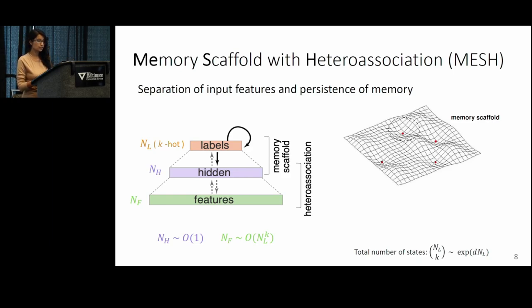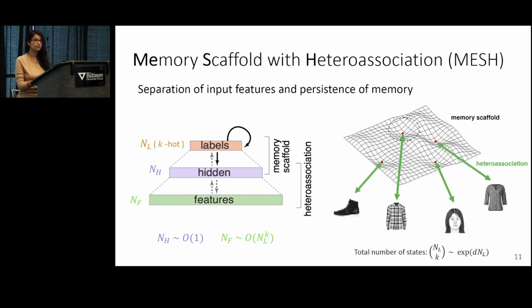Here we use pseudo-inverse learning for heteroassociation, but you can think that if I wanted to remember, for instance, my dad's shirt, I would just take that shirt and tag it to one of the predefined points on the scaffold. And similarly, if I wanted to remember someone I met at ICML, I would take that memory and tag it to another point on the scaffold, and so on and so forth.